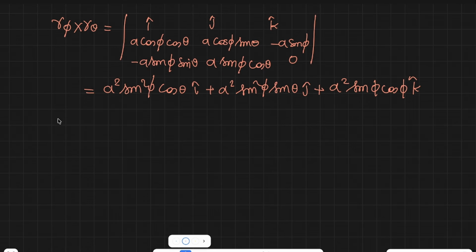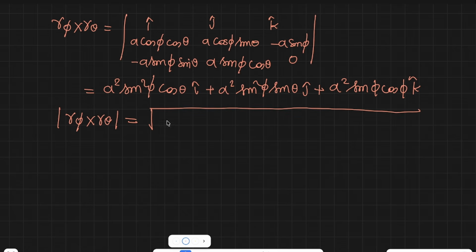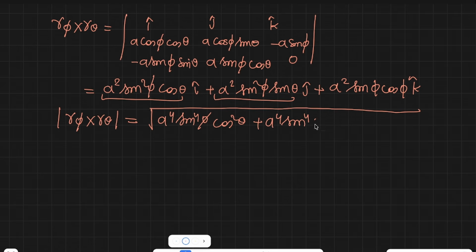Once you have this final answer, now you have to find the modulus of r phi cross r theta. How to find the modulus? The modulus is basically the magnitude. So the magnitude is the square root of the sum of squares: a power 4 sin power 4 phi cos square theta, plus a power 4 sin power 4 phi sin square theta, plus a power 4 sin square phi cos square phi.